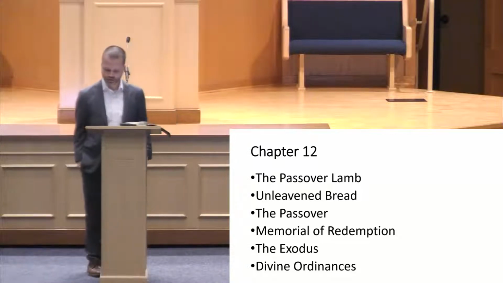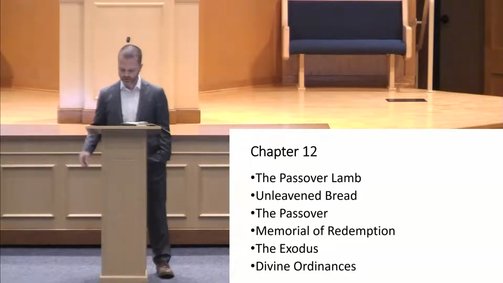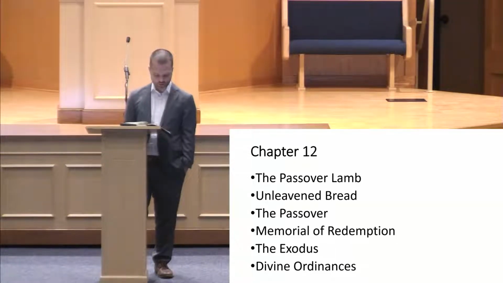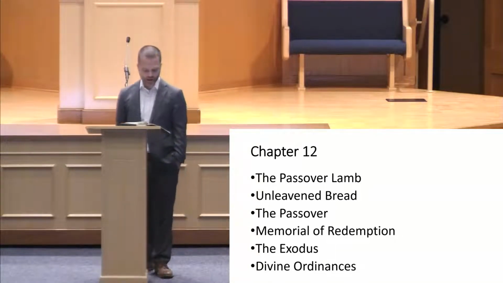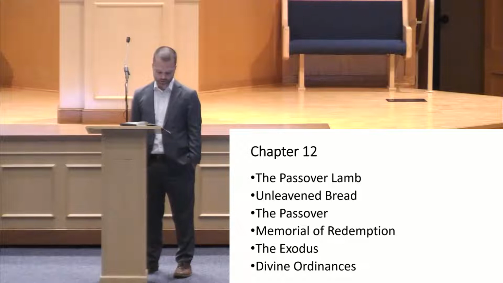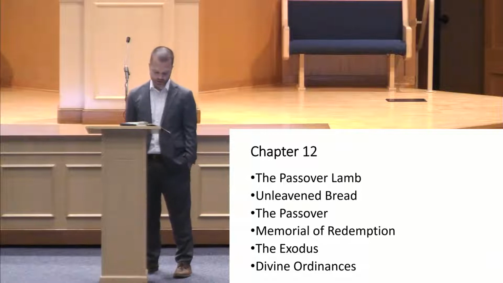Verses 21 through 27. Let's read that really quickly here. Chapter 12, verse 21. "Then Moses called for the elders of Israel and said to them, 'Go and take for yourselves lambs according to your families and slay the Passover lamb. You shall take a bunch of hyssop and dip it in the blood which is in the basin, and apply some of the blood that is in the basin to the lintel and to the two doorposts. And none of you shall go outside the door of his house until morning. For the Lord will pass through to smite the Egyptians, and when he sees the blood on the lintel and on the two doorposts, the Lord will pass over the door and will not allow the destroyer to come in to your houses to smite you.